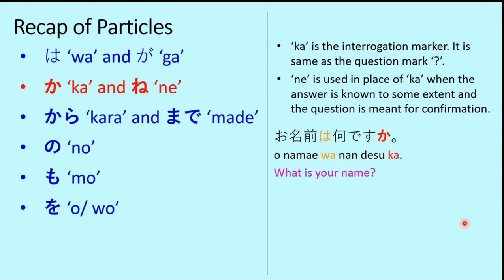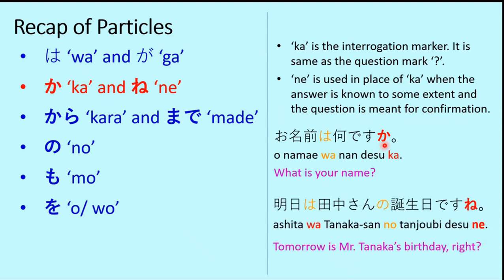Onamae wa nan desu ka? What is your name? This is a generic question, so that's why we have ka here. Now, ashita wa Tanaka-san no tanjobi desu ne? Ashita wa tomorrow, Tanaka-san no tanjobi, Tanaka-san's birthday, desu ne? Isn't it? So this means, isn't it the birthday of Tanaka-san tomorrow? Or tomorrow is Mr. Tanaka's birthday, right? So just see the difference between ka and ne.